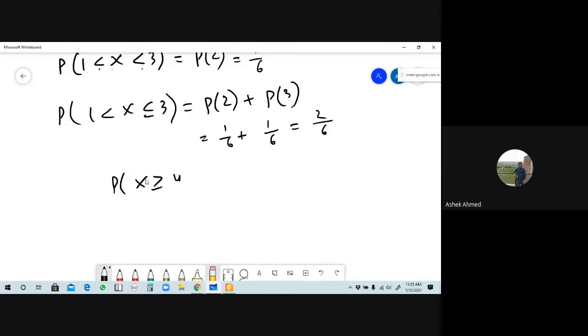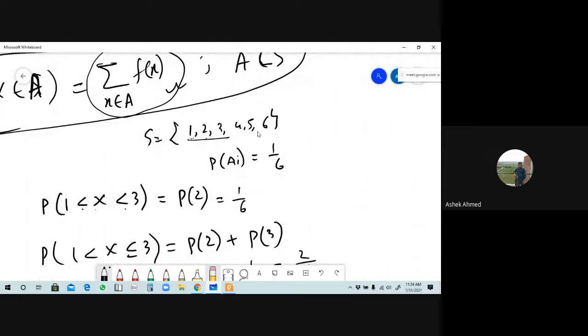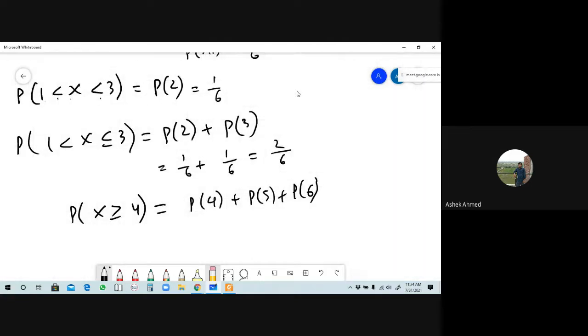Now tell me, what do you mean by probability of X greater than or equal to 4 here? The probability of 4 plus 5 plus 6. Probability of 4 plus probability of 5 plus probability of 6. Greater than or equal to 4 means 4 or greater. If you draw a dice, how many outcomes are there? 4, 5 and 6, 3 outcomes. So you have to take the sum of the probabilities. So this will be 1/6 plus 1/6 plus 1/6, which is 3/6. Understand? Response me.